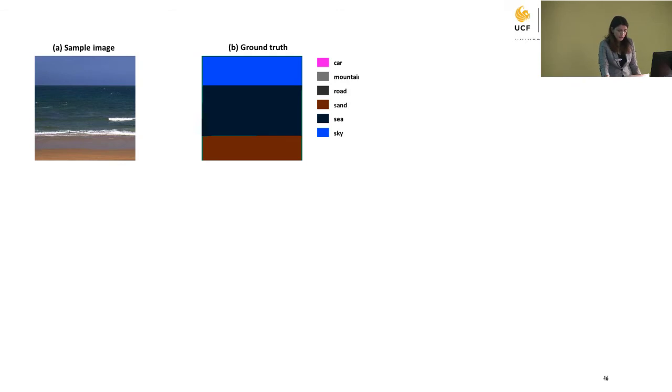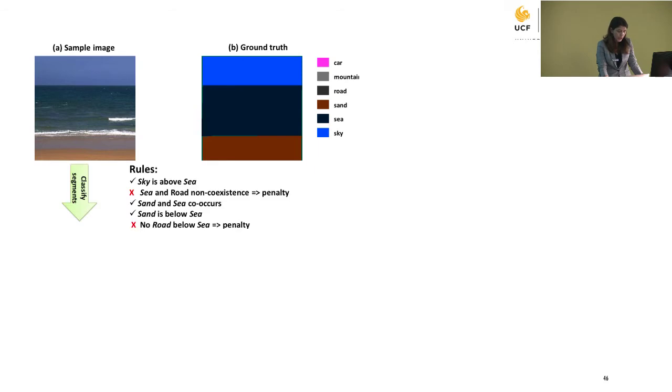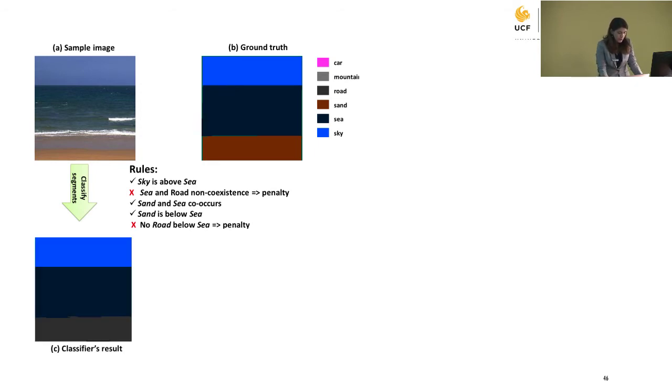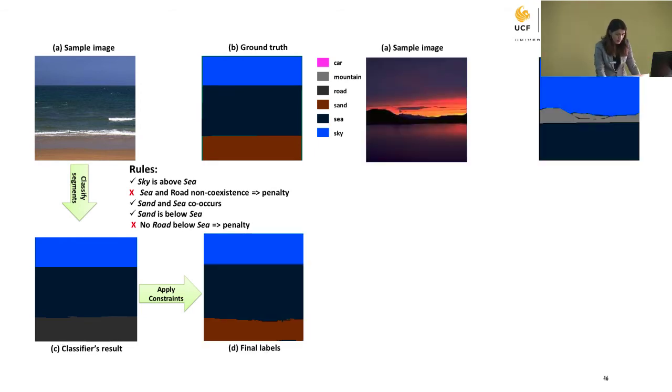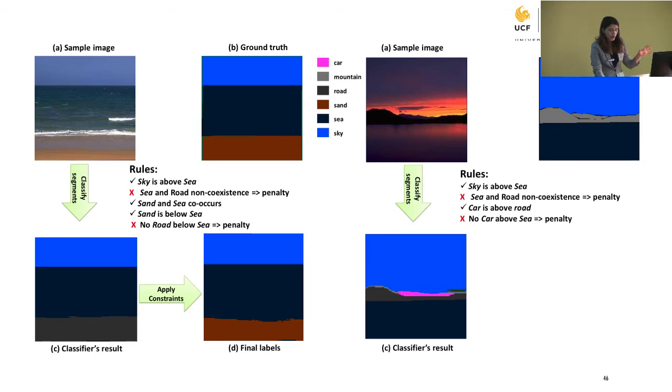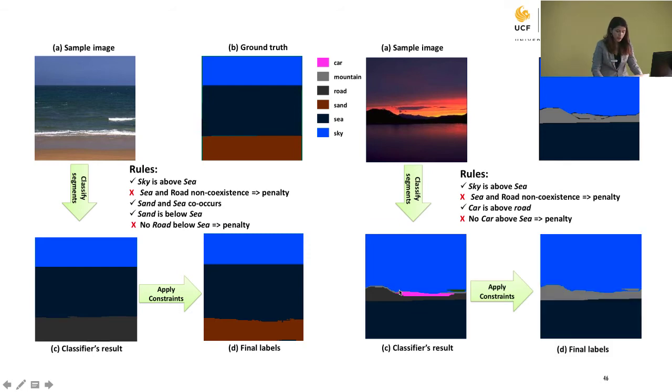These are some examples for the motivation behind this idea. This is a sample image and the ground truth. We have some rules, for example, sea and sand co-occur, or there's no road above sea. So when the classifier incorrectly segments this part as road, using this rule, we can refine it and capture the sand. Also here, these are the image and the ground truth, so we have some rules. When we have no car above sea, this example, which is car, can be refined and we can get the mountain correctly.